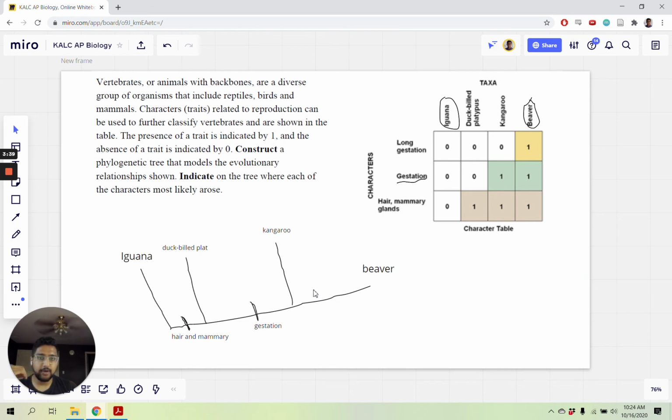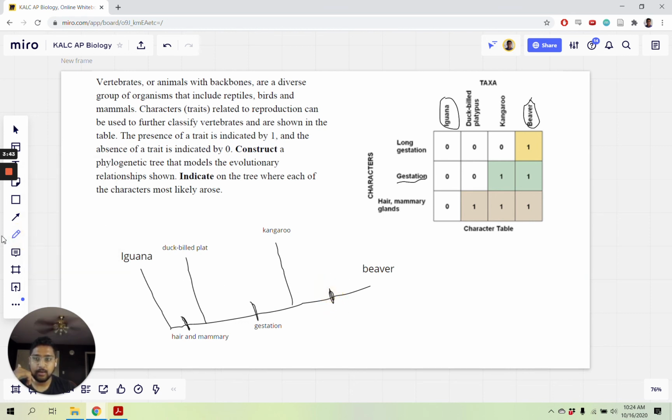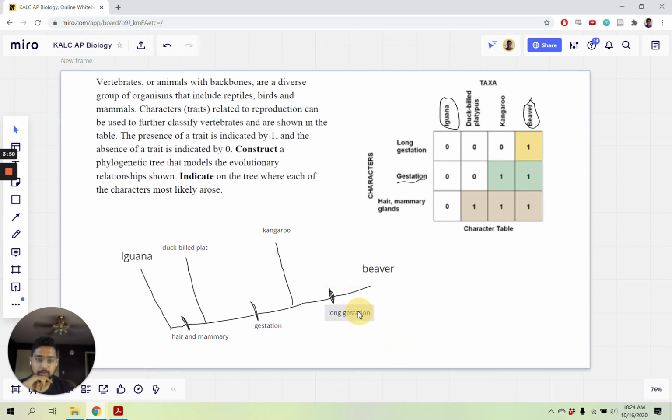The final trait that evolves comes after the kangaroo, so we know that there's going to be another trait here. And here we're going to put in long gestation, and that's going to go right there. And so now we have finished up this tree. It's got all 4 of the organisms, all 3 of the traits that it indicates, and this would be an accurate version.